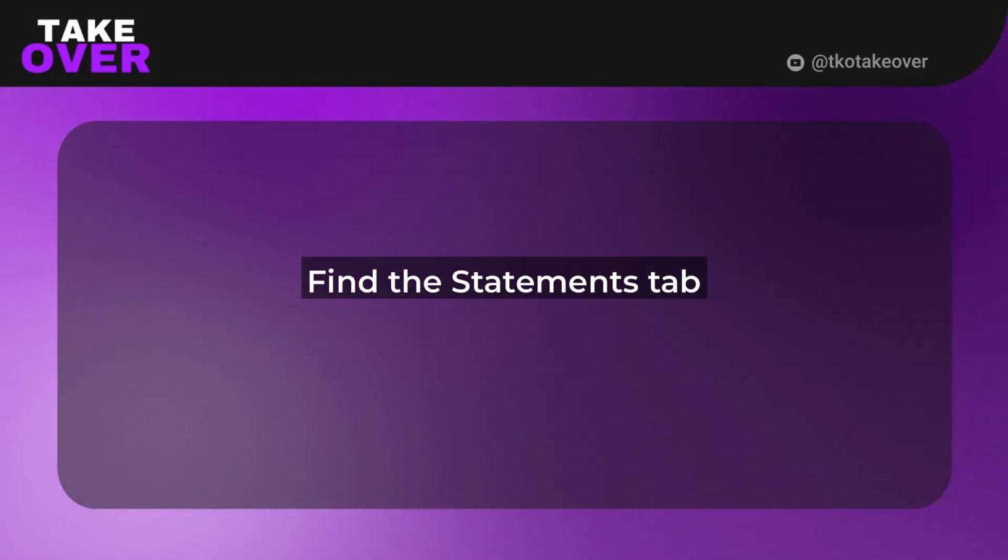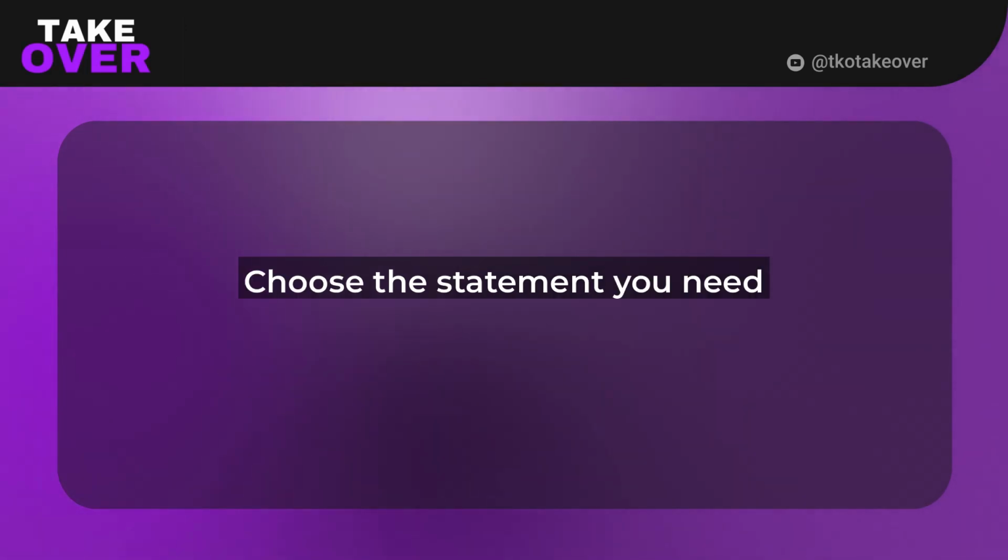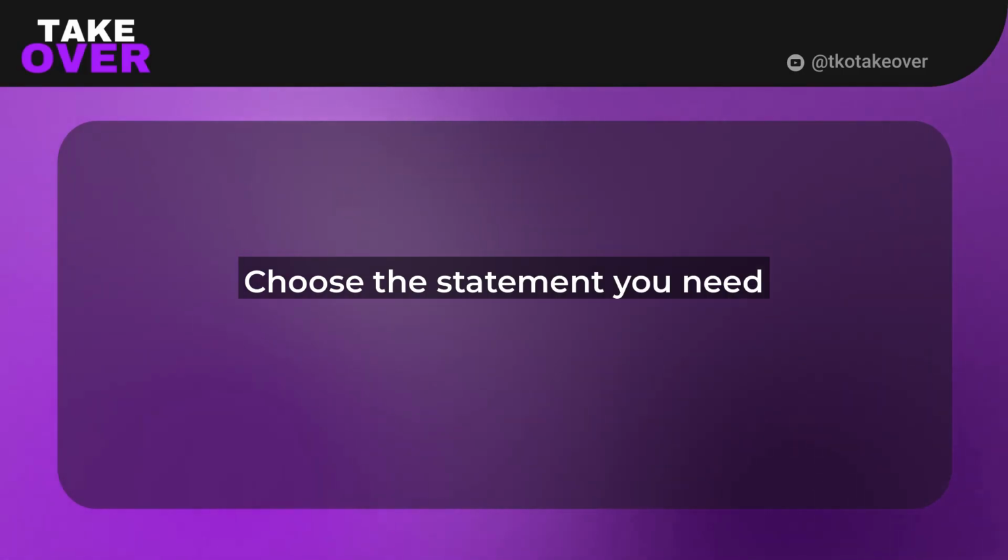Scroll down or look for a tab labeled Statements or Activity. This is where the magic happens. You'll find a list of your available statements, usually organized by month. Simply select the statement you want by clicking on it.